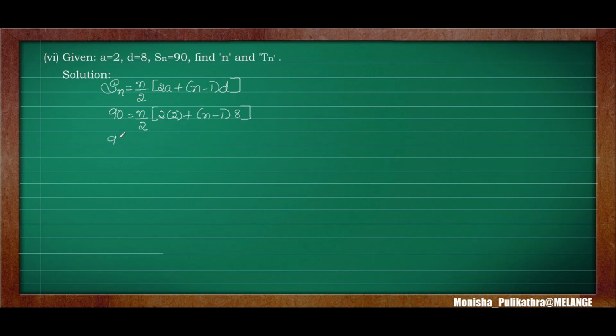Okay. Next 90 is equal to n by 2 into, 2 2s are 4, plus we need to multiply the whole term n minus 1 with 8. So 8 into n is 8n, minus 8 1s are 8. Fine. Next 90 is equal to n by 2.